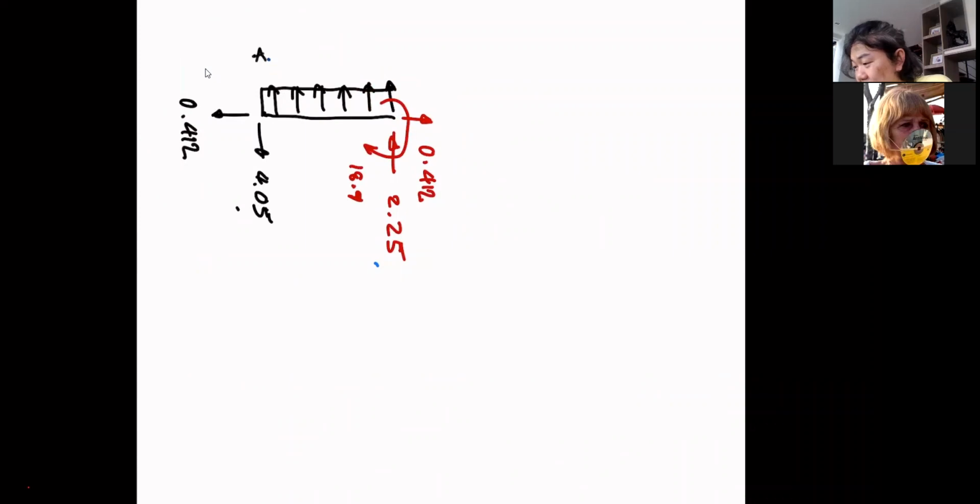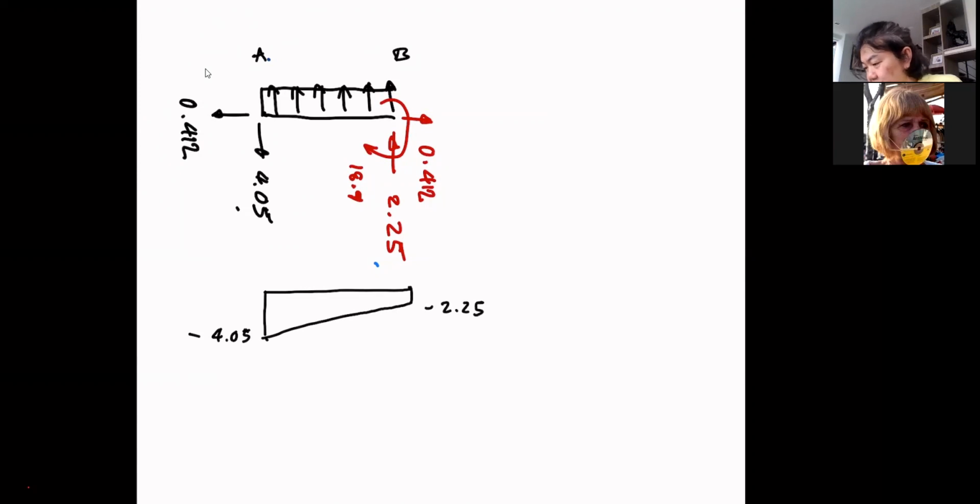A and B. Now your shear force, it's downward. So I'm going to skip the calculation part. Okay. So this one is down. So it's 4.05 minus, but you have the upward uniform load, so it goes up. So that is the up on the right, so it's minus as well, minus 2.25. Okay, that's your shear force diagram.